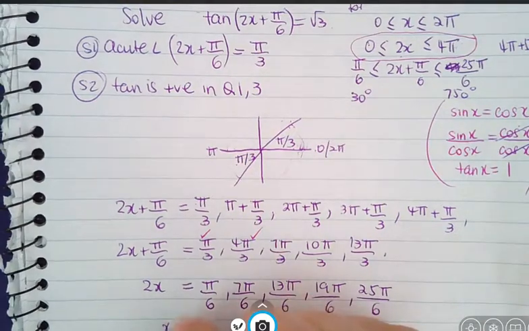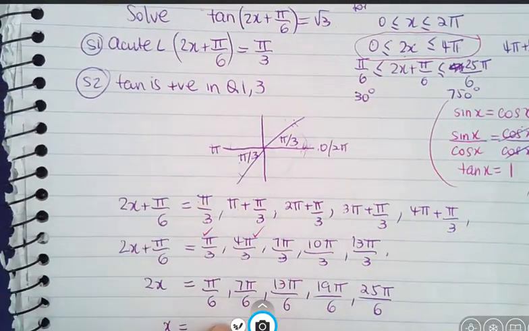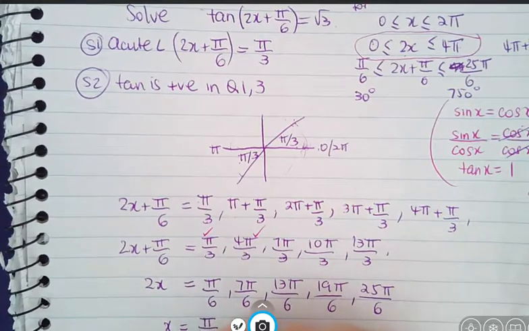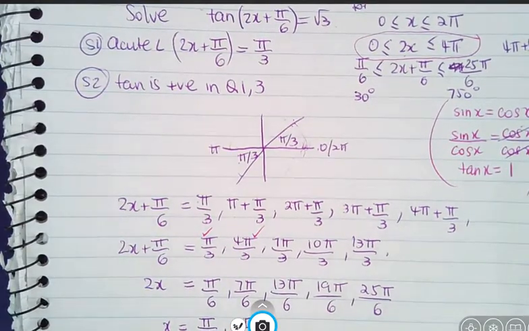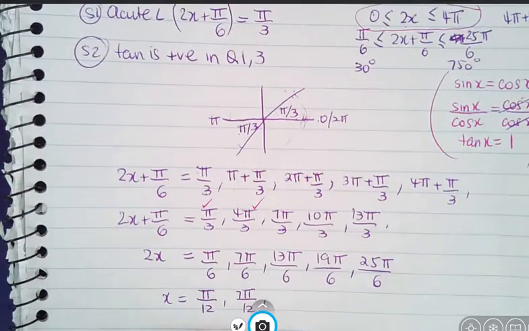So now x, divide them all by 2. The 2 goes on the bottom. What do you get? And they're all on 12. Now, they all look good. Now, pi on 12, it's 1/12.